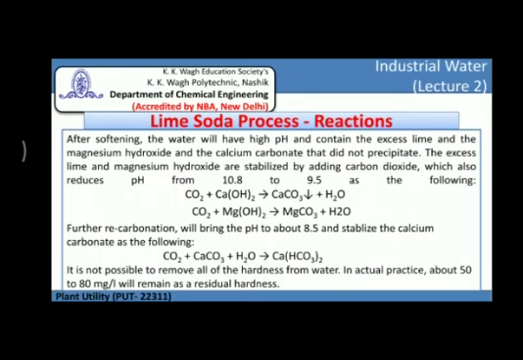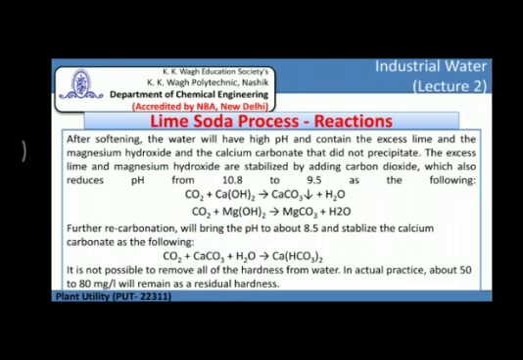After softening, the water will have high pH and contain the excess lime, the magnesium hydroxide and the calcium carbonate that did not precipitate. The excess lime and magnesium hydroxide are stabilized by adding carbon dioxide, which also reduces the pH from 10.8 to 9.5. In these reactions, we can see the carbon dioxide is added to remove the calcium hydroxide and magnesium hydroxide impurities.